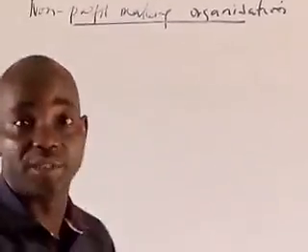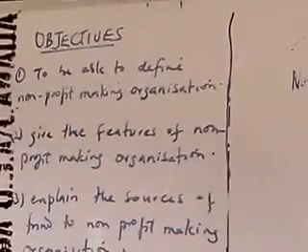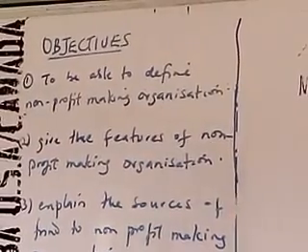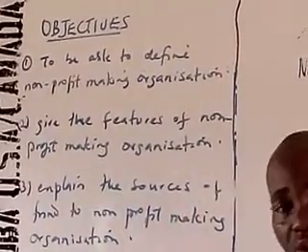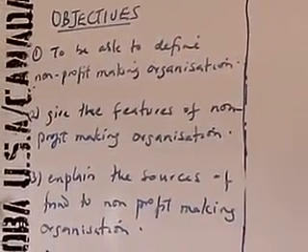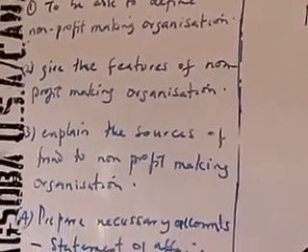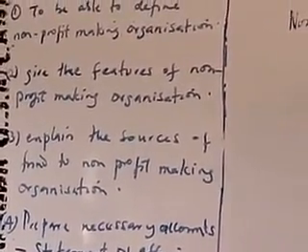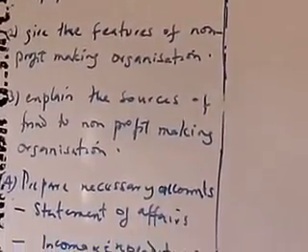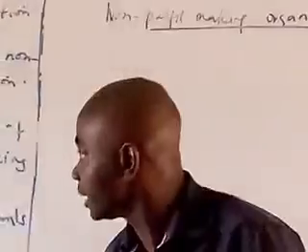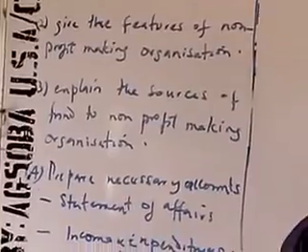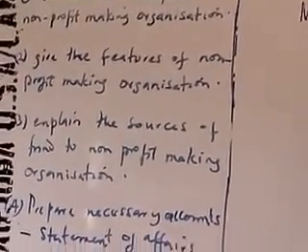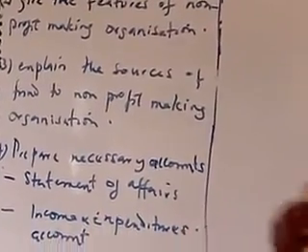We have the following objectives. At the end of today's class, students will be able to define what a non-profit making organization is, give the features of a non-profit making organization, explain the sources of funds to a non-profit making organization, and prepare the necessary books of account to record the activities of a non-profit making organization. Let's go to the meaning.